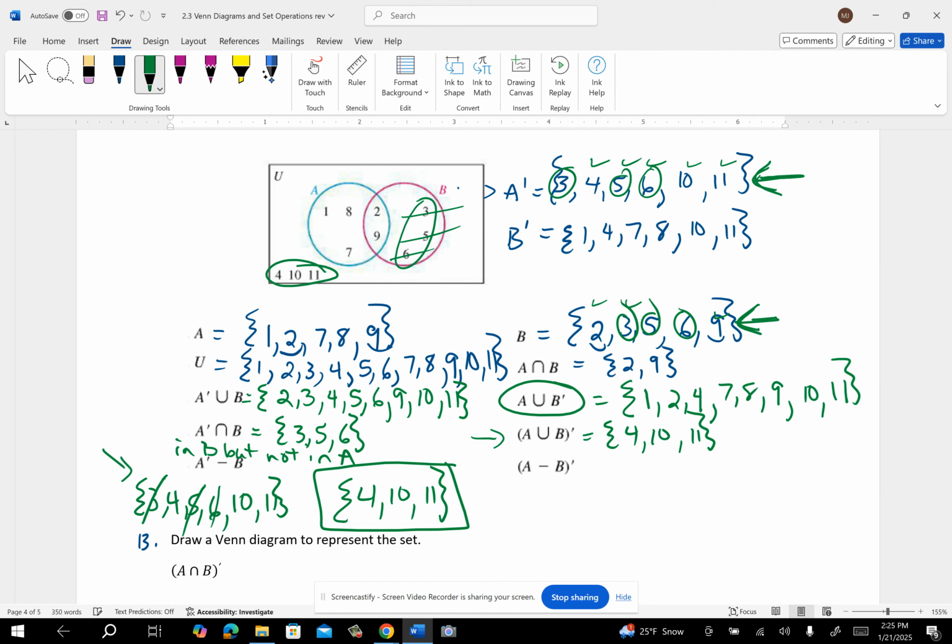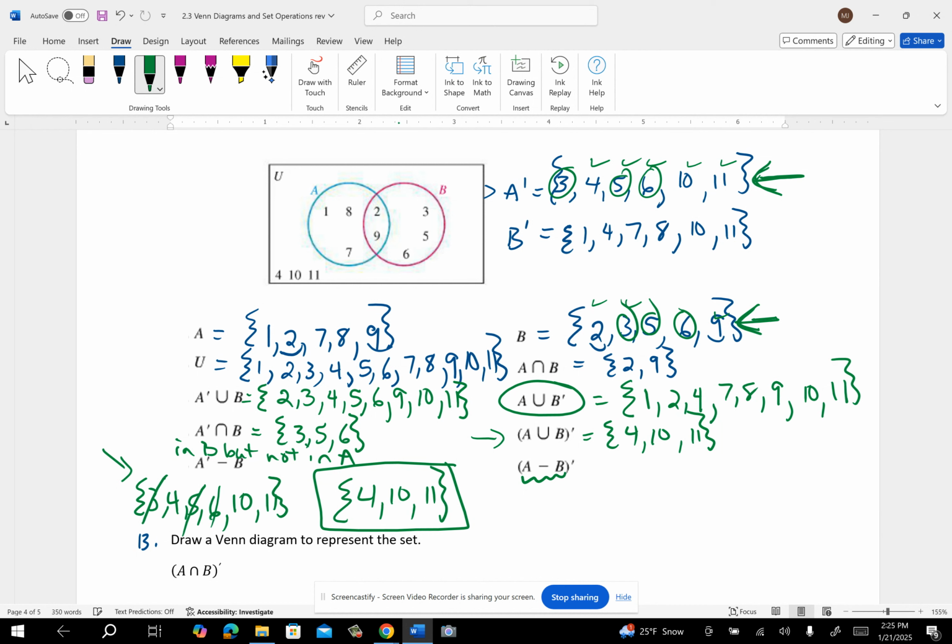Okay. And then the last one, A minus B in parentheses, complement of the difference of A and B. All right, so let's take a look at that. Having trouble getting it to erase. Sometimes it just freezes a moment. Okay, so take the difference of A and B.